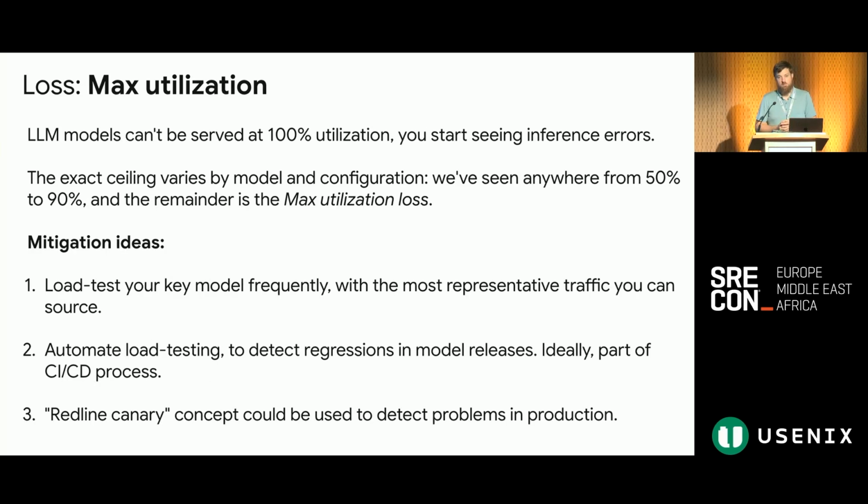The first loss type is max utilization. For each of the large language models that we run, they can't actually be run at 100%. Even if you had a perfect setup, a perfect model, a perfect set of chips, you can't run them at 100%. You start seeing errors before you hit 100%. And this is different for different models that we've run. There are things you can do to improve it, but there is still some loss at the top. So it's sort of a ceiling that you run.